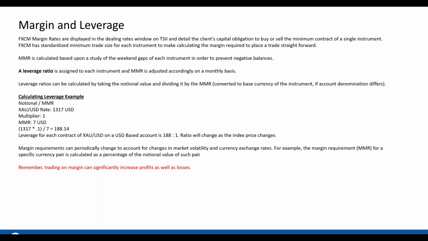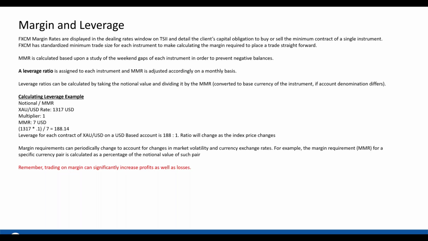A leverage ratio is assigned to each instrument and MMR is adjusted accordingly on a monthly basis. Leverage ratios can be calculated by taking the notional value and dividing it by the MMR, converted to base currency of the instrument if the account denomination differs. So let's take a look at an example. Here we're having the notional divided by the MMR.